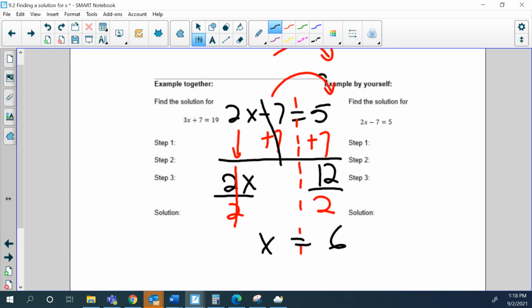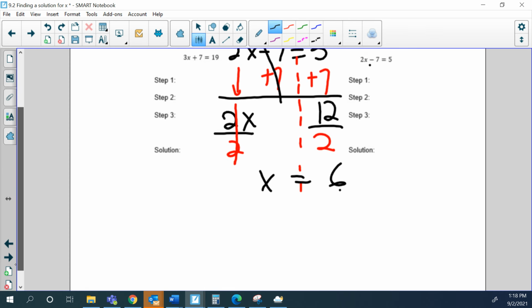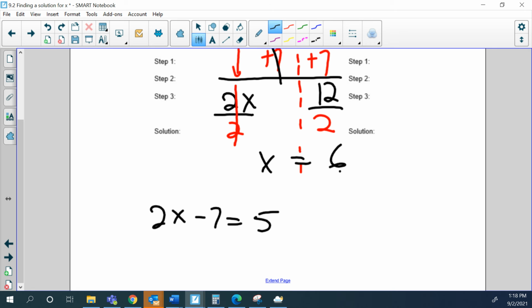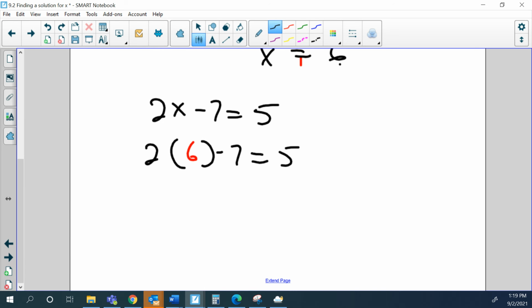So let's see if our answer is correct. I'm going to go back and substitute x, replace the x with 6 in the equation, and the left side must equal the right side, right? So we have 2x minus 7 is equal to 5. Let's make sure this is correct. So I'm going to have 2, replace the x with 6, minus 7, and that is equal to 5. So the left side must equal the right side. 2 times 6 is 12, minus 7 is equal to 5. And yes, 12 minus 7 is 5. So therefore, 6 is my correct answer.